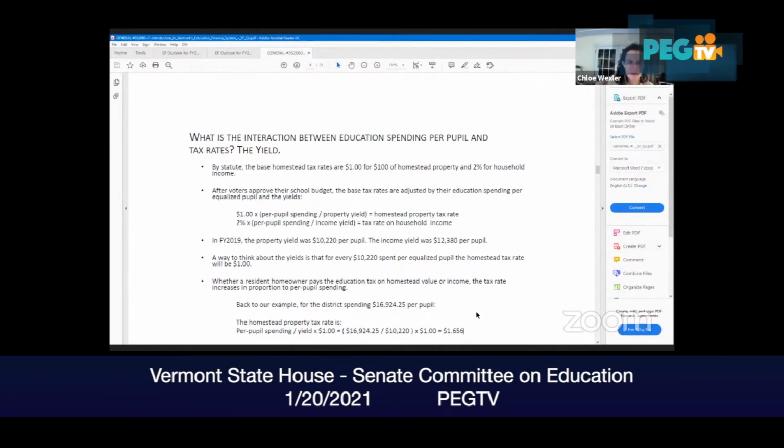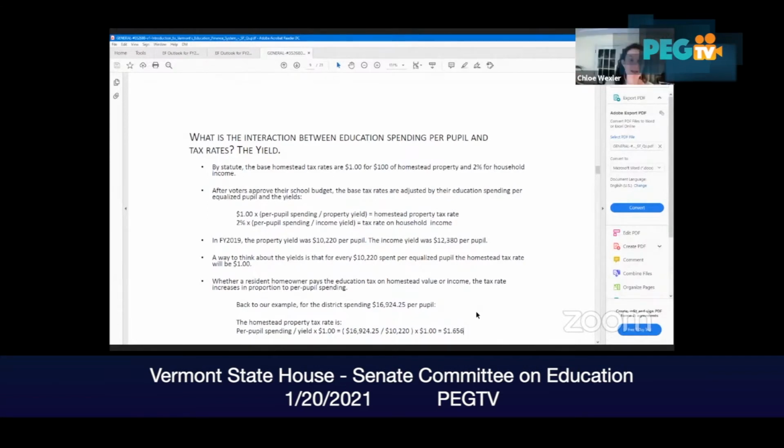And the way that is done is to say the yield, wherever that number ends up landing, is the amount of money that you can spend per equalized pupil to achieve a tax rate of $1. I'm just trying to clarify your use of the $10,220 per pupil for 2019. Is this statewide? Is this what we're guaranteeing that every student gets?